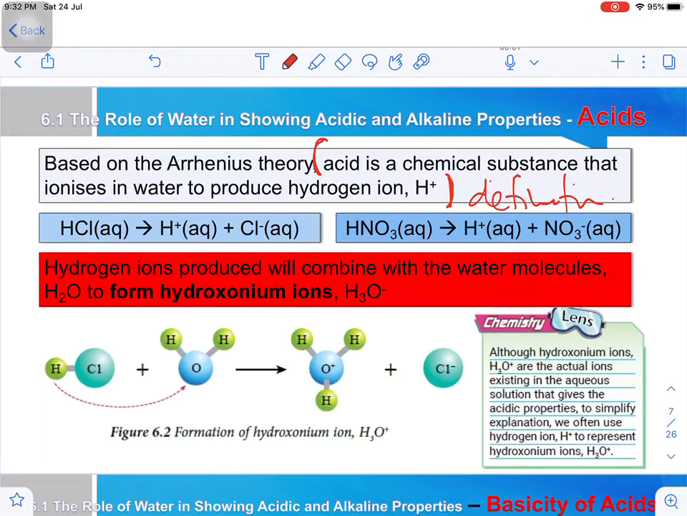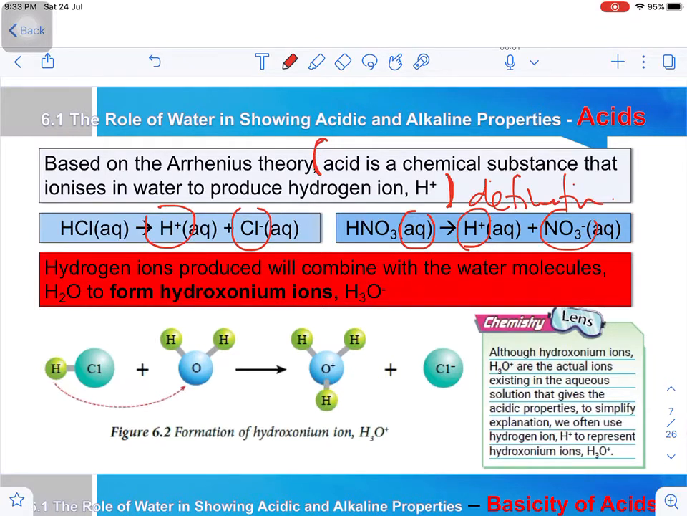Okay, look at example. Hydrogen chloride in aqueous will ionize to produce hydrogen ion and chloride ion. Another example, nitric acid, aqueous. When the state is aqueous, that means it is dissolved in water. So it will ionize to form hydrogen ion and nitrate ion. Okay. So that's why in the definition we state that acid is a chemical substance that ionizes in water.